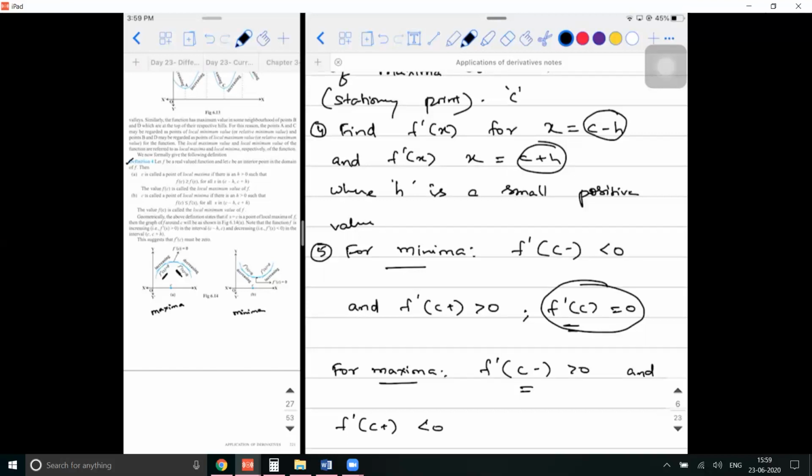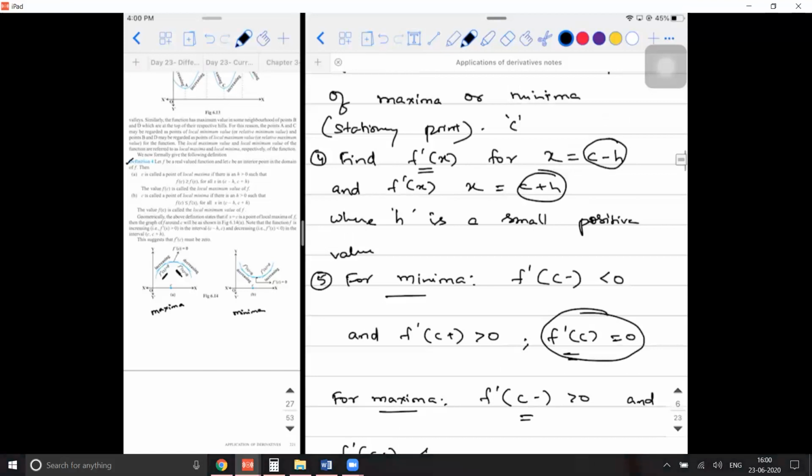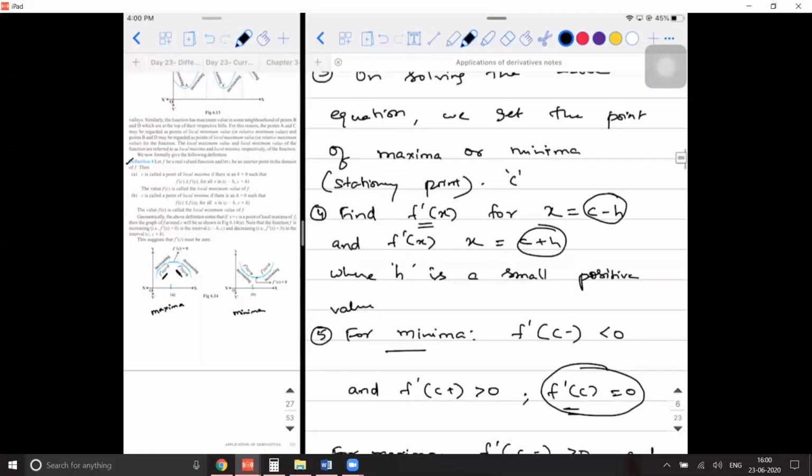Sir, can you explain the fourth point, sir? I'm saying you find f dash of x. So when you equate f dash of x to 0, you'll get the value of x as C. Yes, understood, sir.